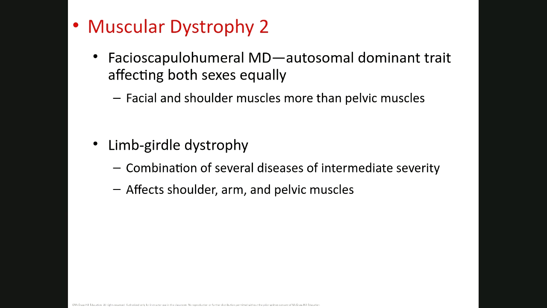Now, in facioscapulohumeral muscular dystrophy, this condition is dominant in trait and can affect the male or female. The facial and shoulder muscles are affected more than the pelvic muscles. So weakness can also happen. The limb girdle can also be dysfunctional in its growth, and this can affect the shoulder, the arm, and the pelvic muscles as well.